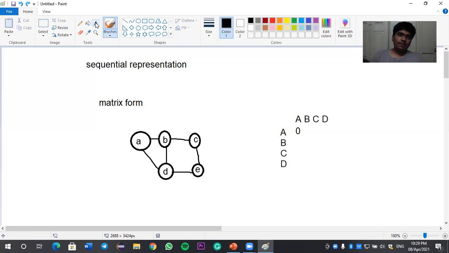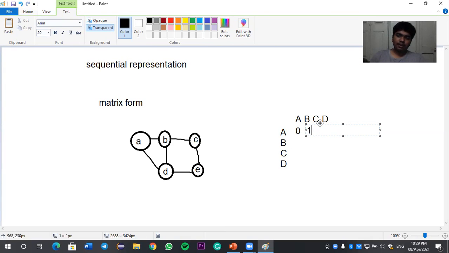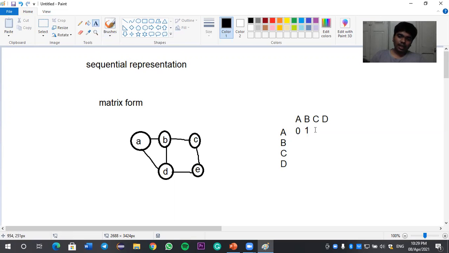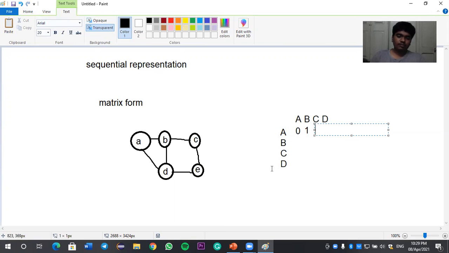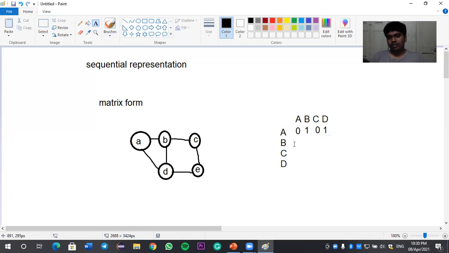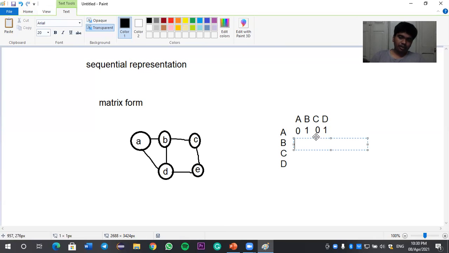If there is a chance of traveling from one node to another, we place the value 1. A to C, there is no chance of moving, so that is 0. A to D, there is a chance, and D to A is also possible, so I am placing a 1. That completes A, and now we write it for B. B to A is possible, so 1. B to B is not possible, so 0. B to C is possible, that is 1. B to D is also possible, that is 1.